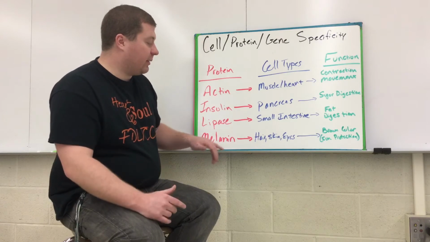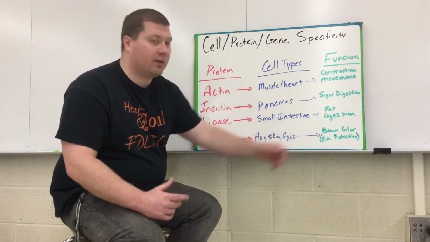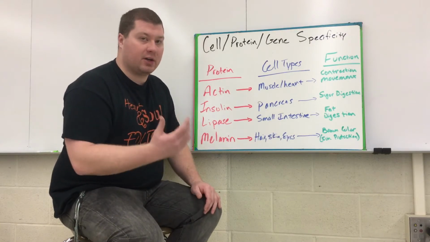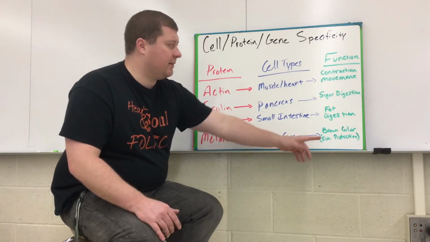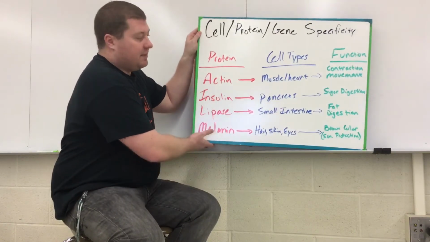Melanin, which we talked quite a bit about, is in hair, skin, and eyes, and that gives the brown color that we see in people who have darker skin, darker eyes, or darker hair. And the main function of it really is to protect those people from sunlight.